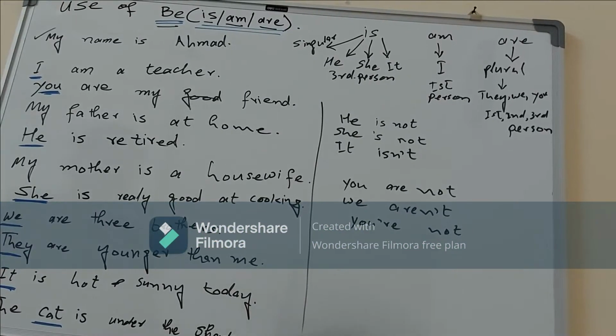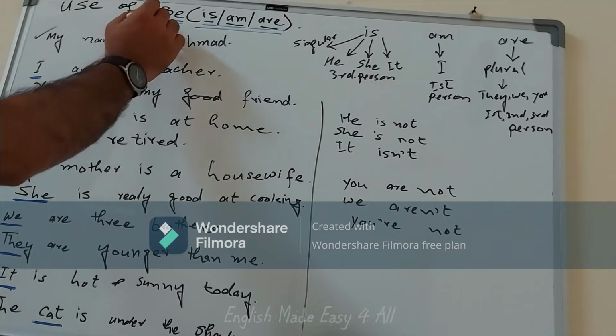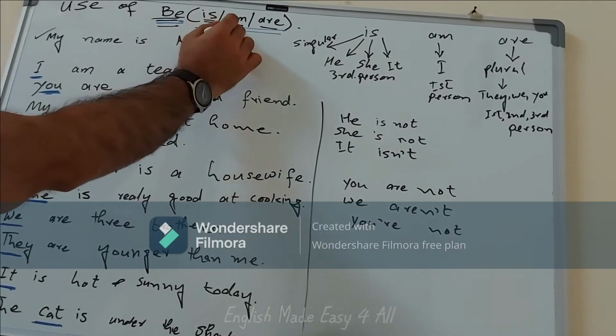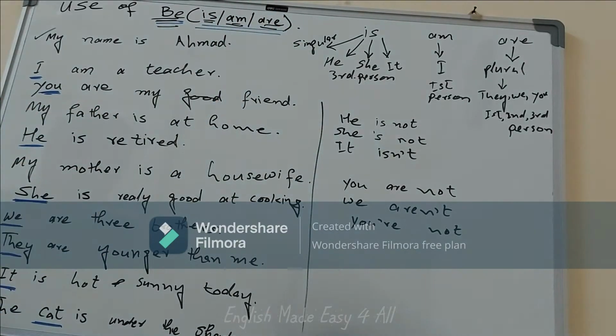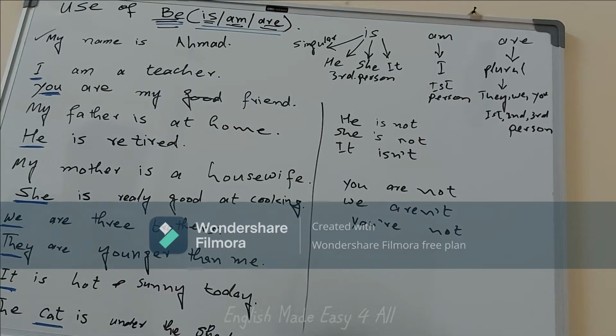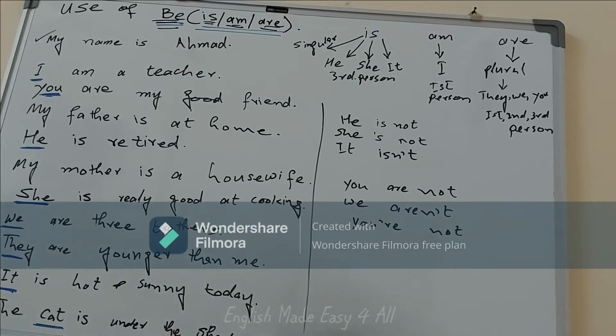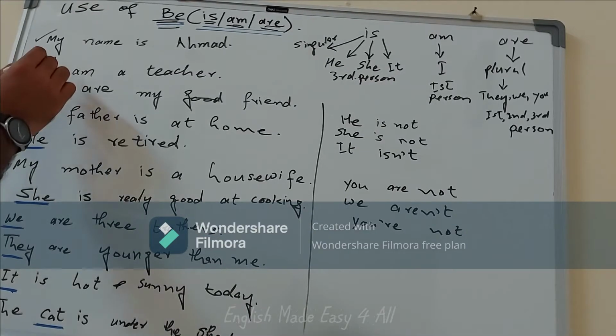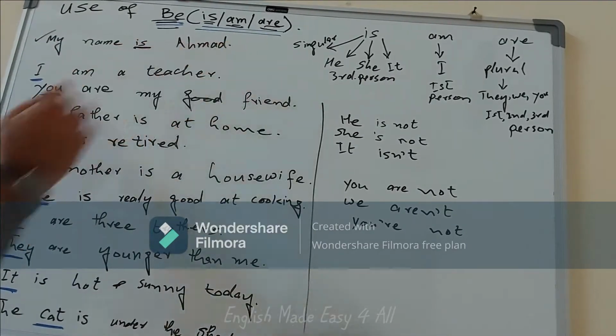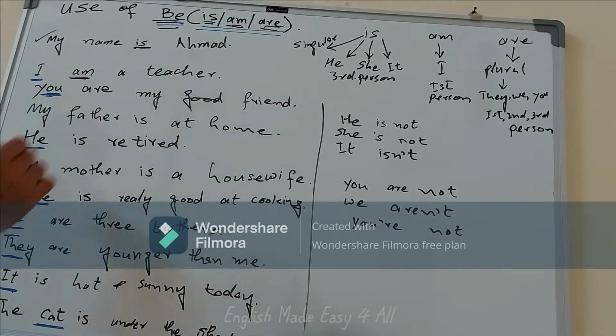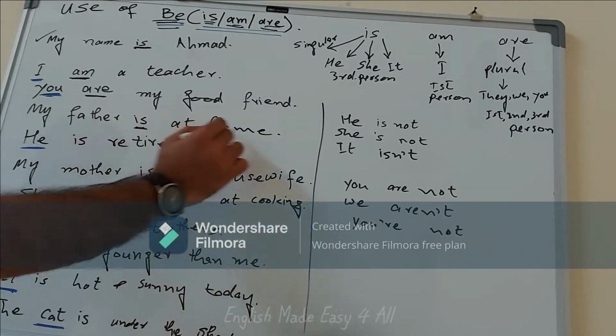Dear students, today we are going to learn about the very basic and very simple verb, that is be, and its forms. We use them in the form of is, am, and are. So we use them to deliver some information or a statement. Simple information or simple statement. Like for example, my name is Ahmed. I am a teacher. You are my good friend. My father is at home.